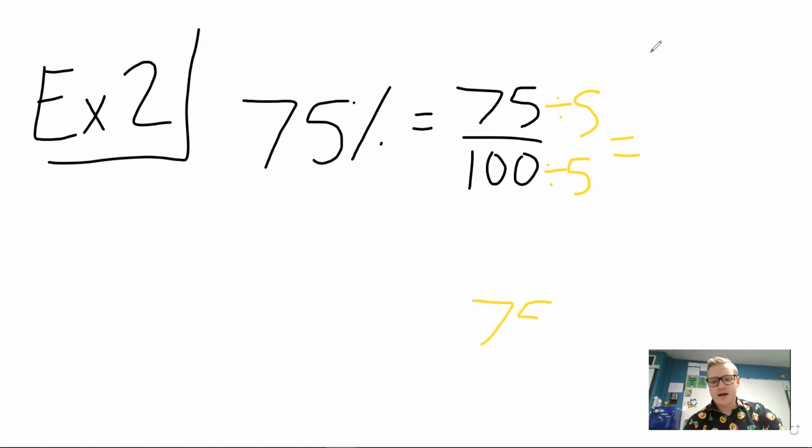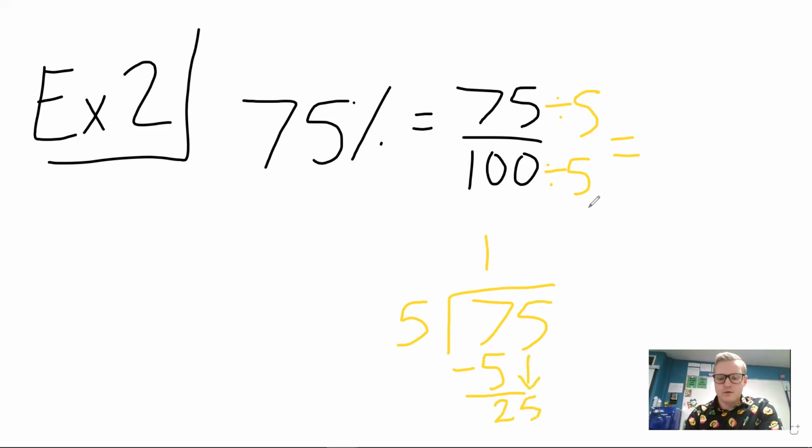So 75. Sorry about that. Had some students run over here. Okay, so 75 divided by 5. So 5 goes into 7 one time. 7 minus 5 is 2. Bring down my 5. 5 goes into 25 5 times. And I'm going to get a remainder of 0 because 25 minus 25 is 0. So my numerator, or my top number, is going to be 15.